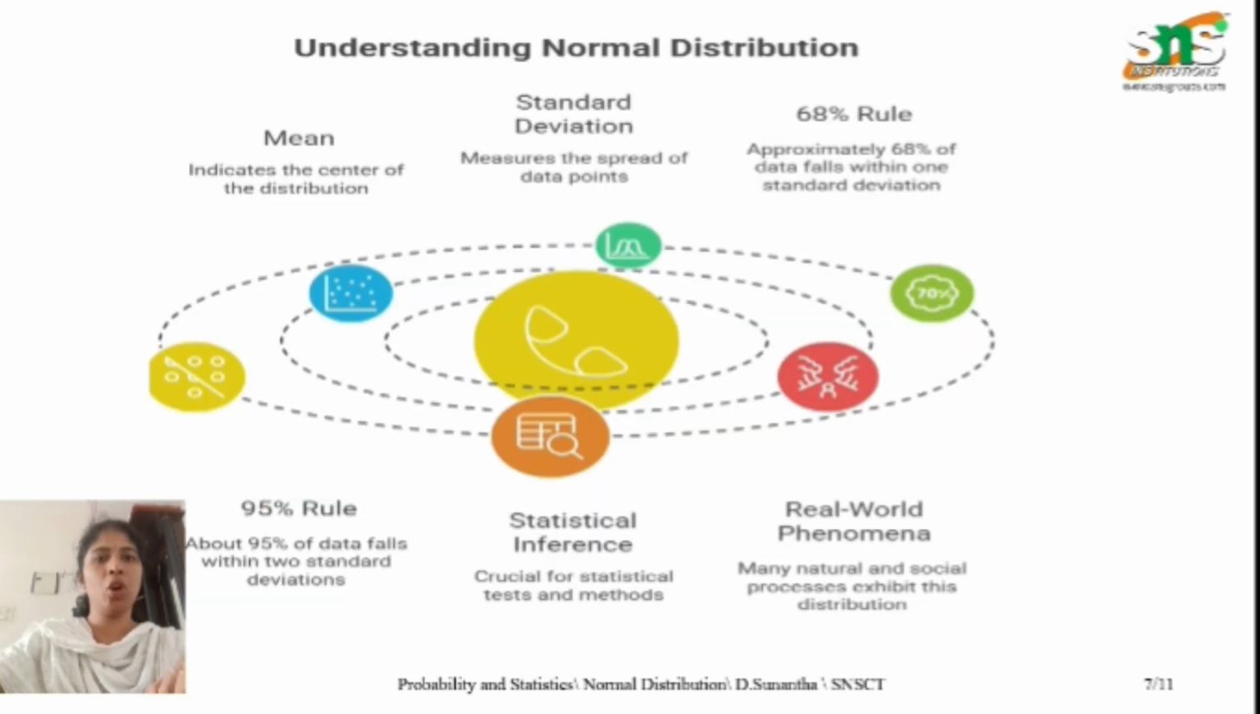Understanding normal distribution: first the mean is identified. Next the standard deviation and the 68% rule, that is approximately 68% of data falls within one standard deviation. Next is the 95% rule, around 95% of data falls within two standard deviations. Next is statistical inference, crucial for statistical tests and methods. Next is real world phenomena.